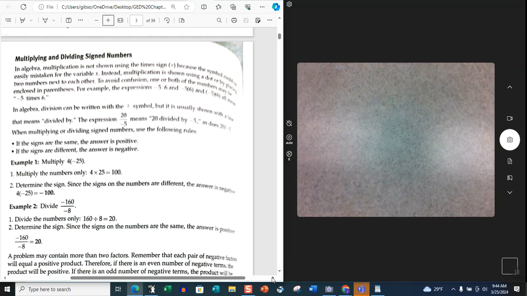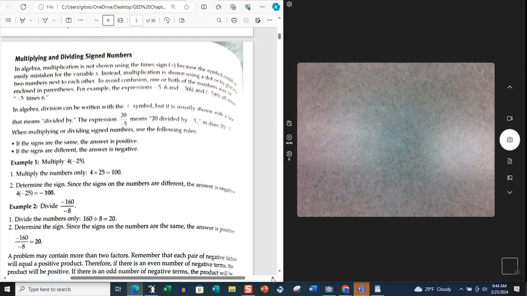Now, oh, actually, it's not 320. Sorry about that. It's actually 318 that the page is on. It says, in algebra, multiplication is not shown using the times sign X because the symbol could be easily mistaken for the variable X. Instead, multiplication is shown using a dot or by placing two numbers next to each other. To avoid confusion, one or both of the numbers may be enclosed in parentheses.